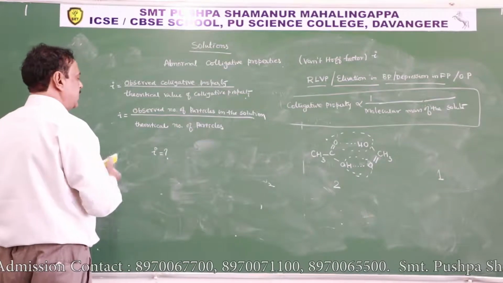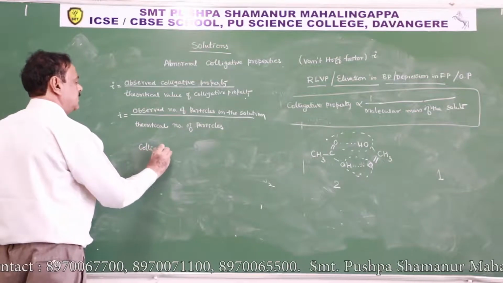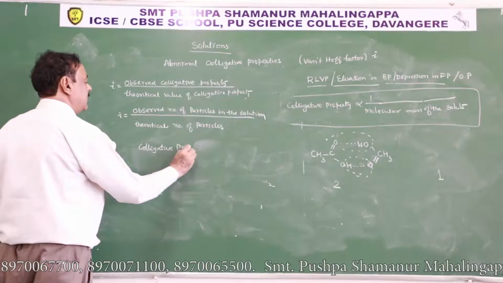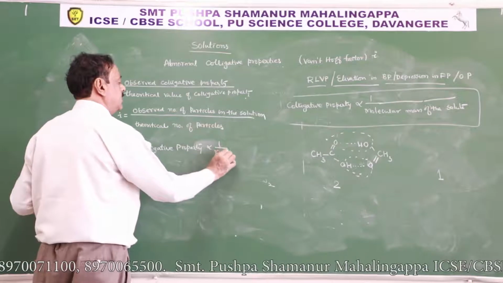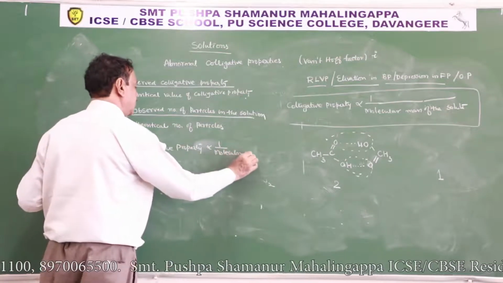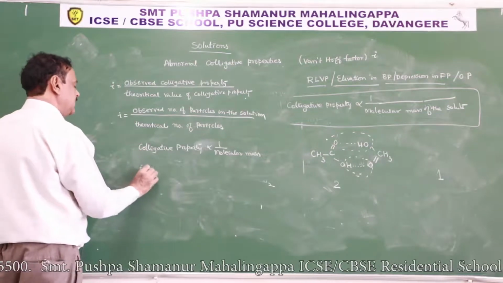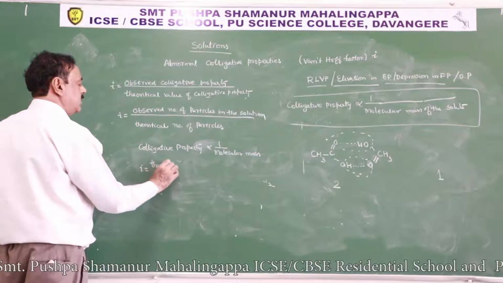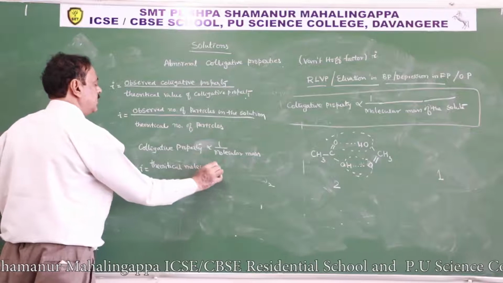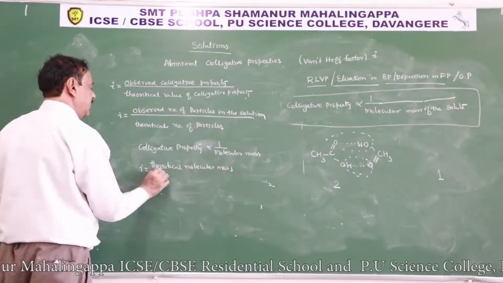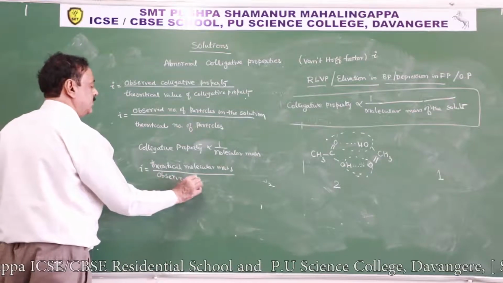i is equal to theoretical molecular mass divided by actual observed molecular mass, since the colligative property is inversely proportional to the molecular mass. In terms of the molecular mass, it is reversed. Therefore, i is equal to theoretical molecular mass divided by observed molecular mass.